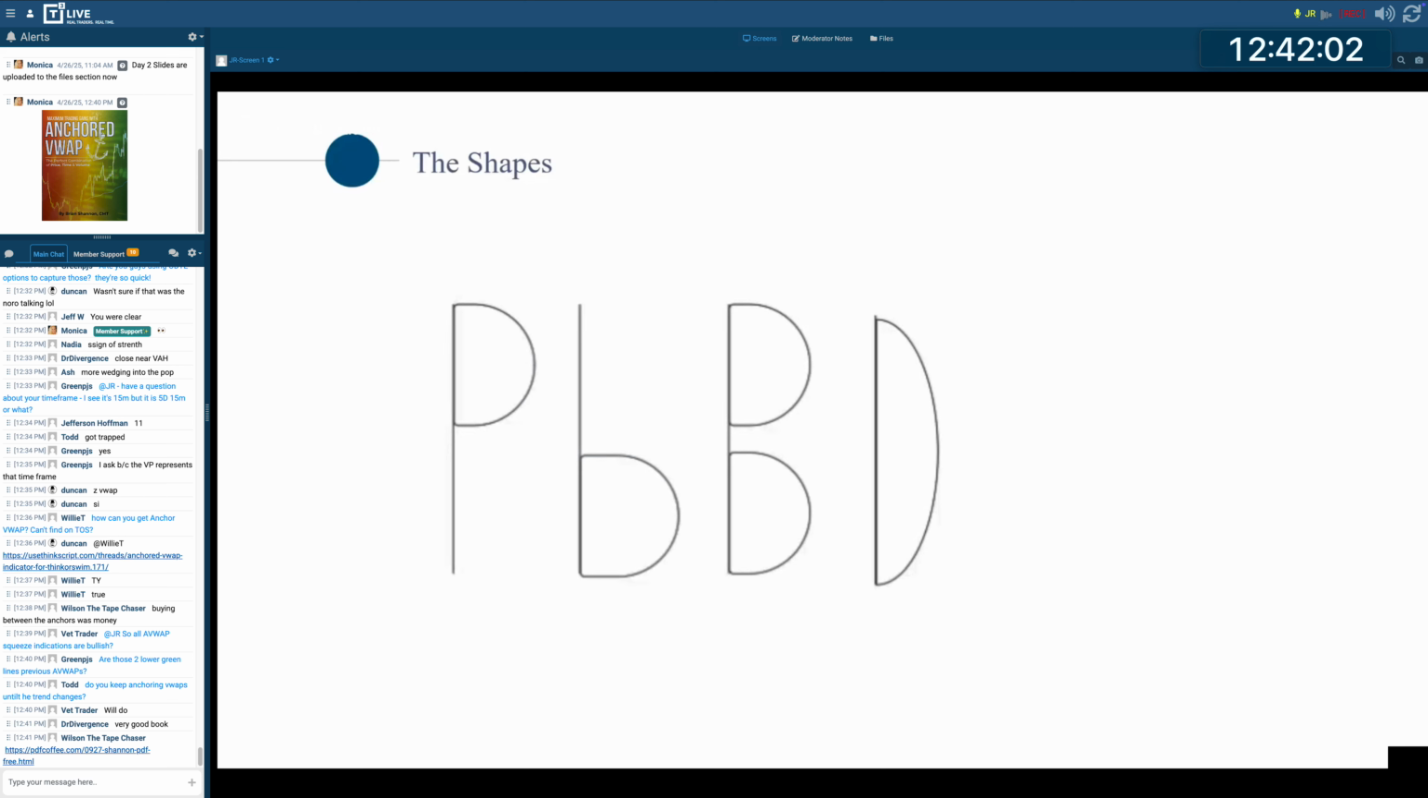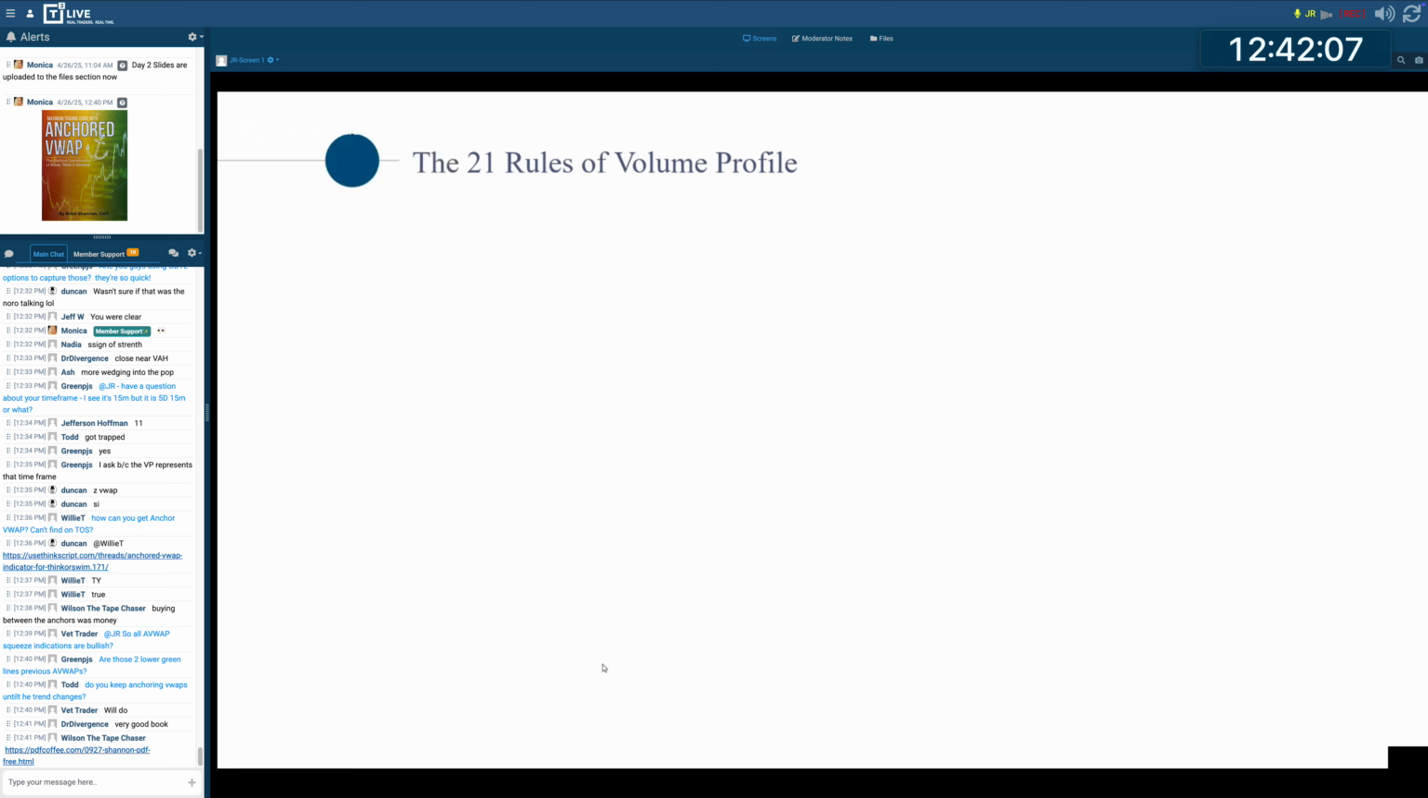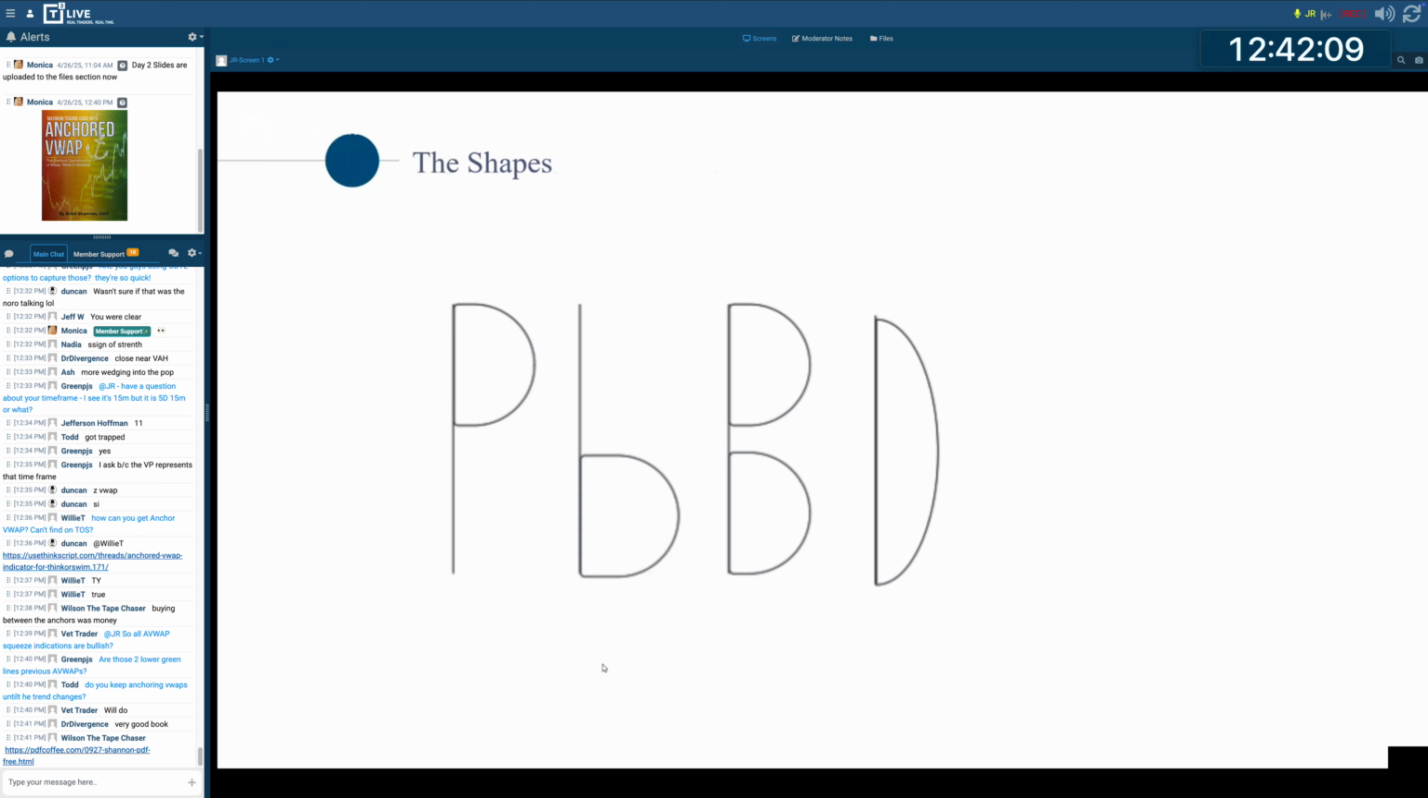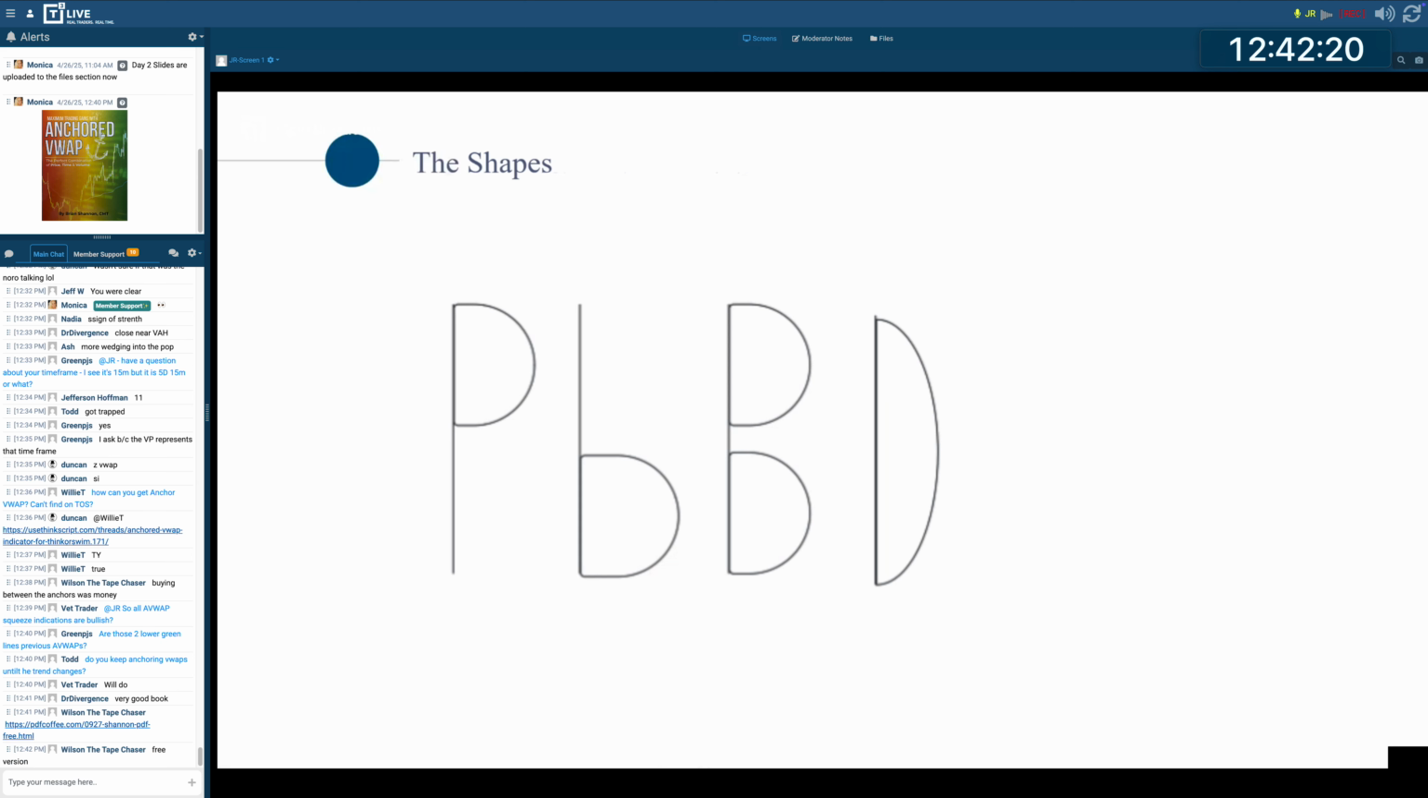Before we get into Chewbacca's 21 rules of volume profile, we're going to talk a little bit about the profiles themselves. There are some basic guidelines that you should be aware of.